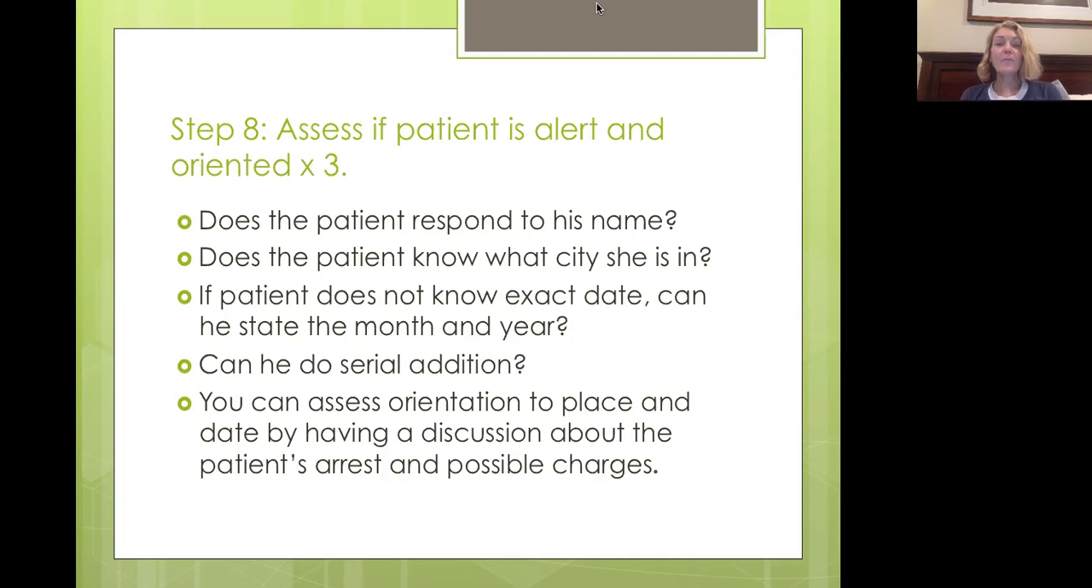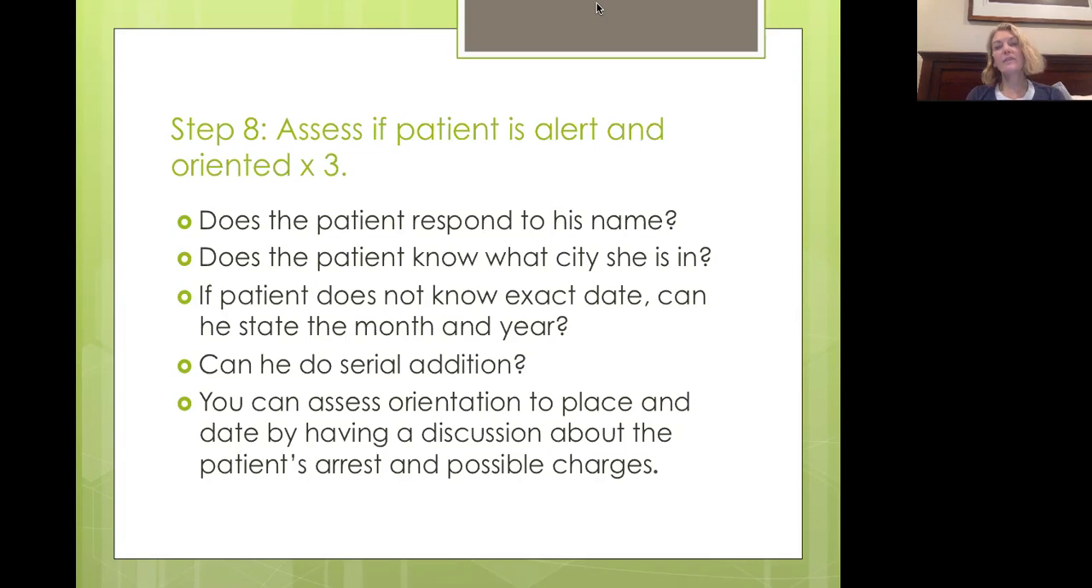So can he state the month and the year? Does he know if it's the beginning of the year or the middle, or the beginning of the month or the middle of the month? If there was a holiday, ask about that. And usually they can get those. You can also do serial addition. You can do 2 + 2 is 4, 4 + 2 is 6, 6 + 2 is 8, just to see if somebody's brain is functioning okay.